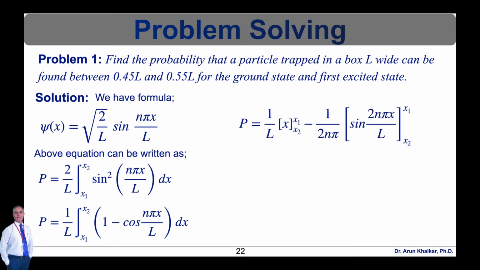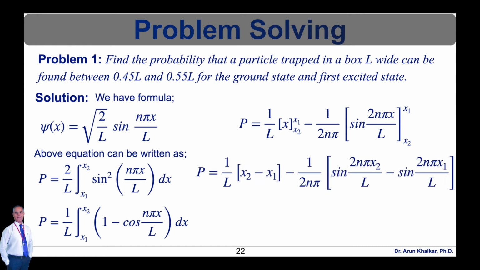Applying the integration to this term, we can write P equal to 1 upon L in square bracket x with limits x2 to x1, minus 1 upon 2 n pi in square bracket sine of 2 n pi x upon capital L with limits x2 to x1. Therefore, the probability P is equal to 1 upon capital L in square bracket x2 minus x1, minus 1 upon 2 n pi in square bracket sine of 2 n pi x2 upon capital L minus sine of 2 n pi x1 upon capital L.